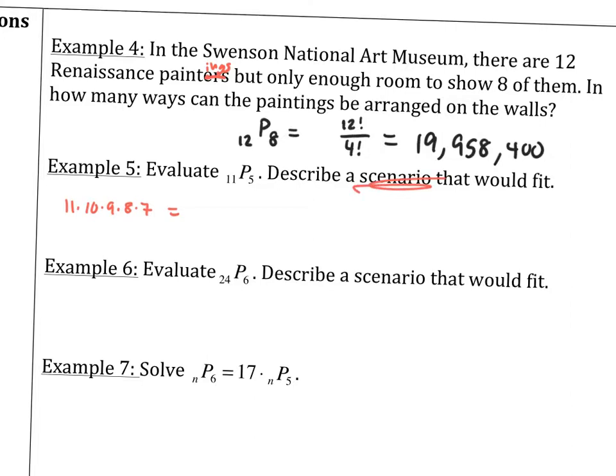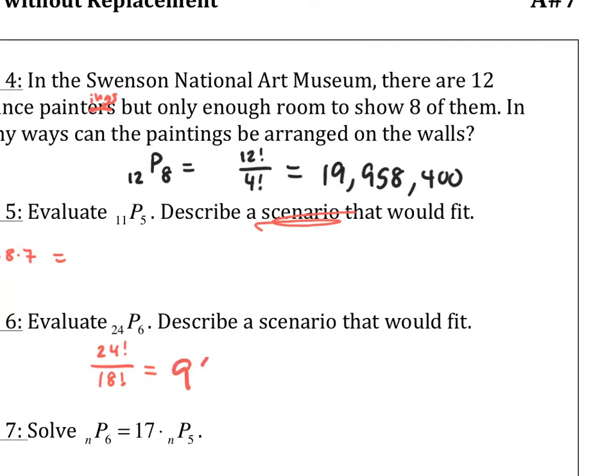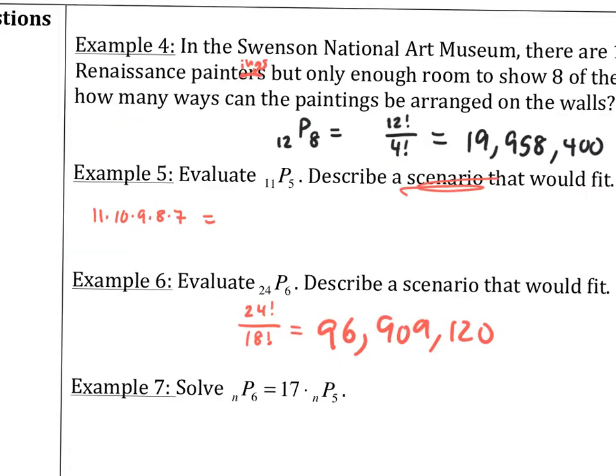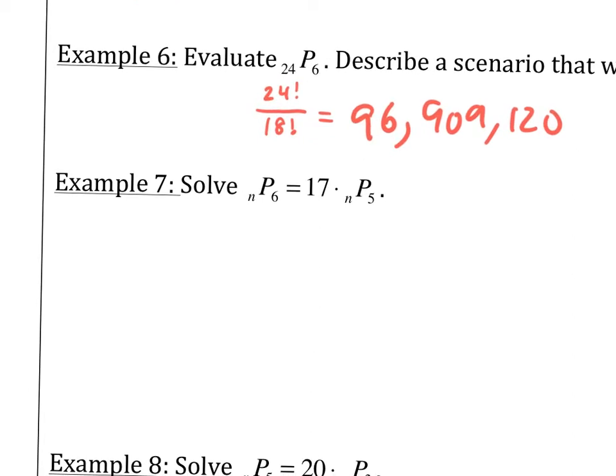We could say something like, all right, well, we have a class of 11 kids in a music band, and 5 of them are going to go in a marching band, and they're going to be walking one in front of the other. So that will be an order situation. So this one here gives me 96,909,120 different ways.